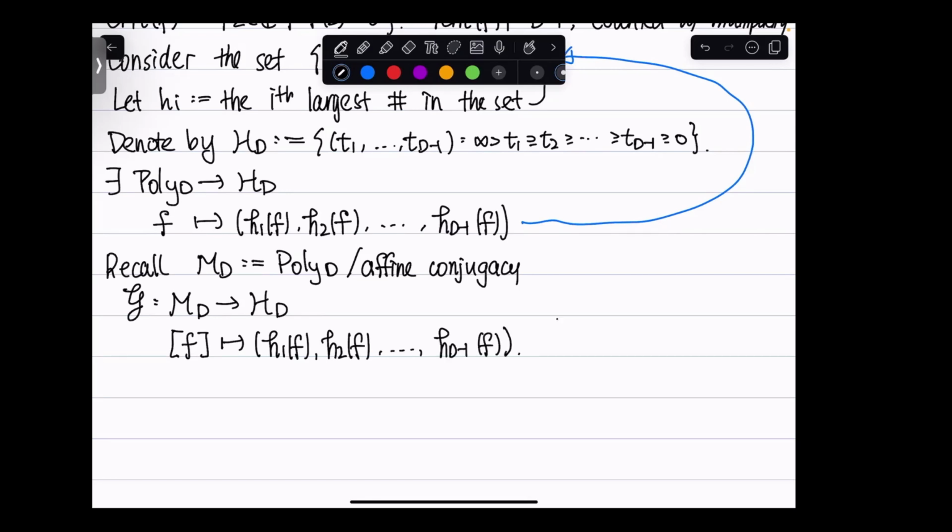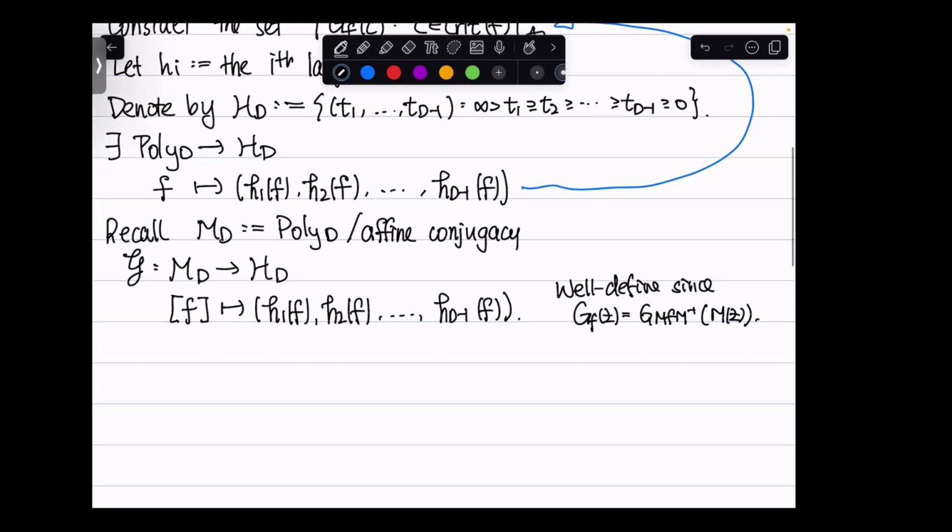And this map is well defined since the Green's function satisfies the following equation, right? So if we Mobius conjugate F and evaluate at this point, then the Green's levels are the same. So this map I defined above will descend down to the moduli space, and this map is called the critical heights map. As the name suggests, this map records the heights of the critical points.